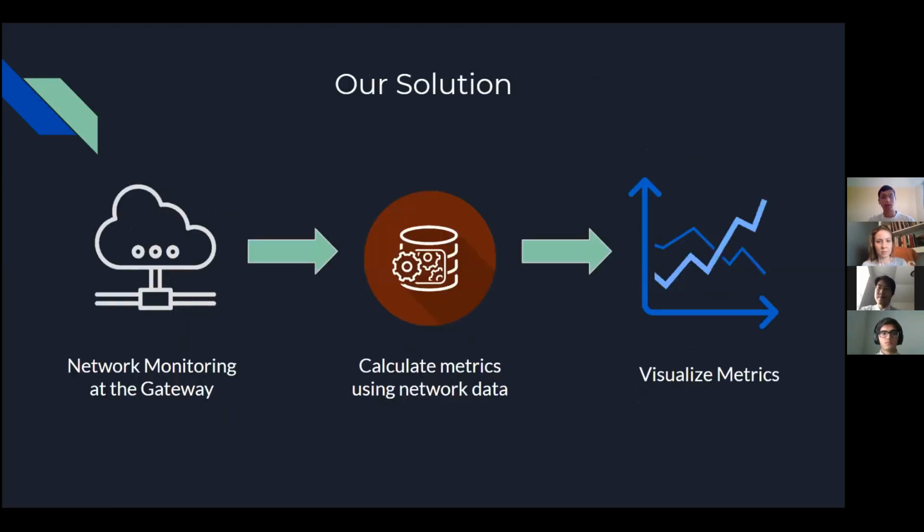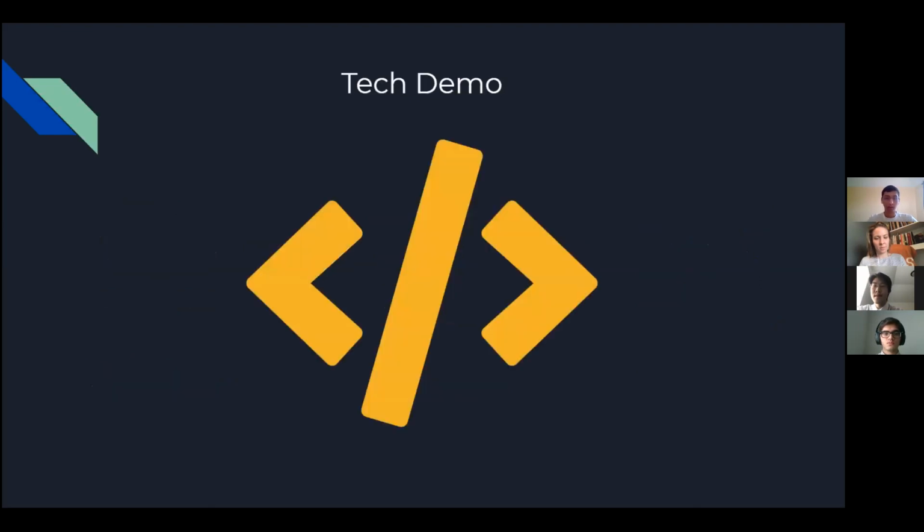Our tool consists of 3 main steps. First, we monitor the network at the gateway of the microservice application. Second of all, we parse those PCAP files and calculate metrics using that network data. Finally, we use Grafana to visualize the metrics on a website. As a demonstration, we are showing our lab environment that we use to test our product. We have set up a simple microservice that has 3 basic functions: adding, random number generation, and multiplication.